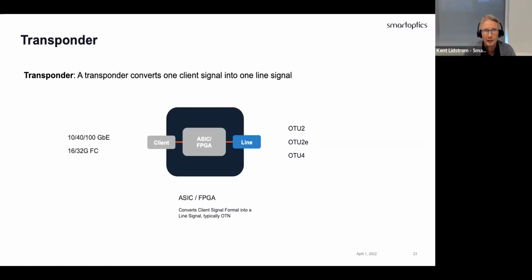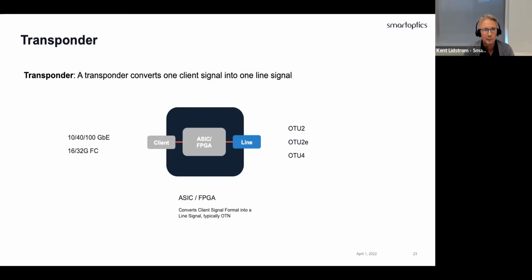Transponders are typically a 1-to-1 ratio. You have one client signal that goes in and that you then transmit on one line, so it's coupled together. The ASIC, the FPGA that sits there, typically adds some kind of value.